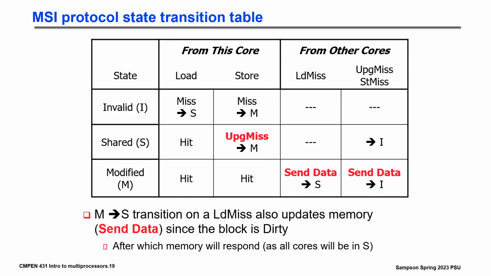Okay. If someone else is writing, either they're requesting write privilege with an upgrade miss, or they are performing a store miss. They didn't have the data at all. In either of those 2 cases, I will, in the modified state, well, actually, in the modified state, it can't be an upgrade miss. But in the modified state, there'll be a store miss. I will send the data and invalidate myself. So it looks pretty similar.